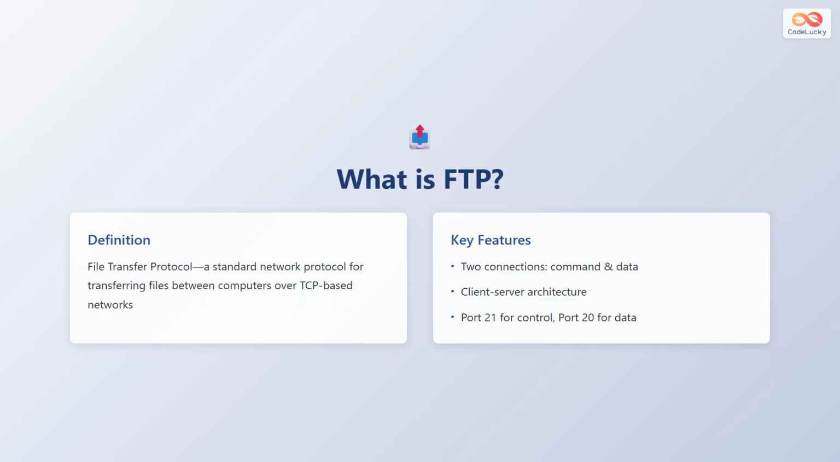FTP stands for File Transfer Protocol. It is a standard network protocol that allows computers to transfer files between each other over TCP-based networks. FTP operates on a client-server architecture, meaning you need an FTP client on one computer and an FTP server on another. The key feature of FTP is that it uses two separate connections, one command channel and one data channel. The command channel communicates on port 21, while the data channel operates on port 20. This dual-channel system was designed to separate control commands from the actual file data being transferred.